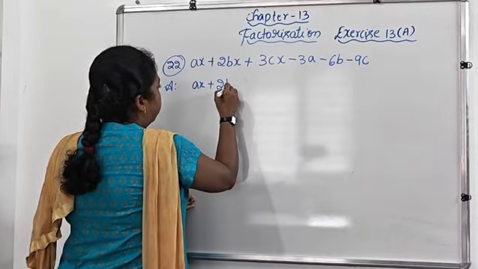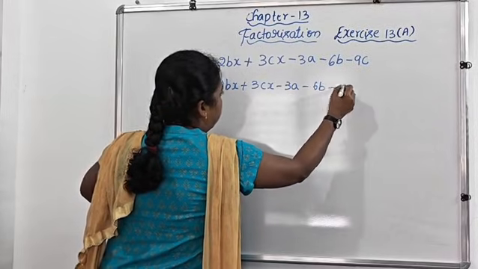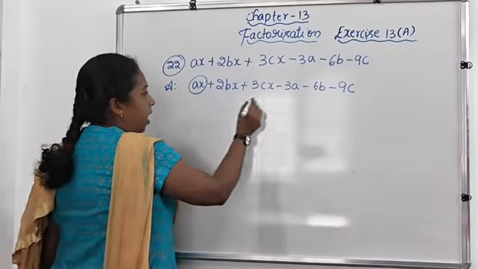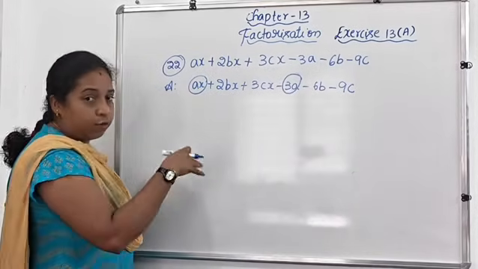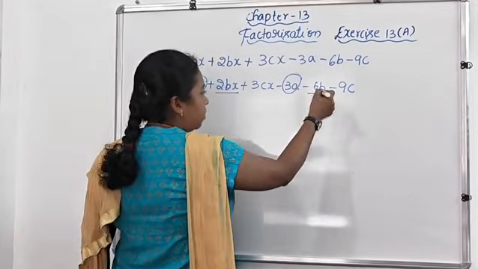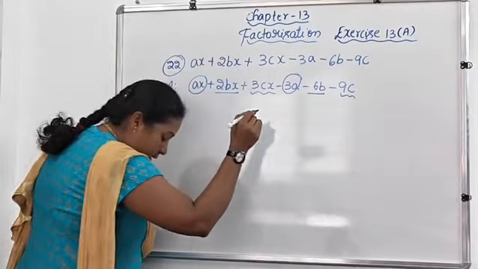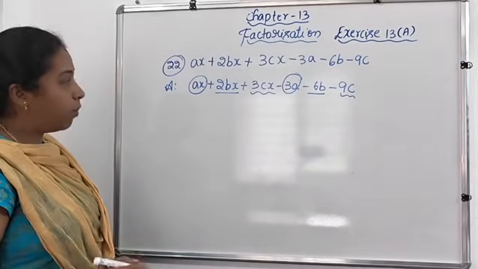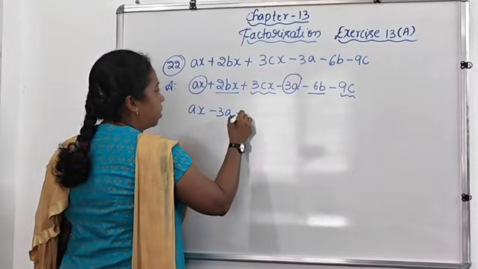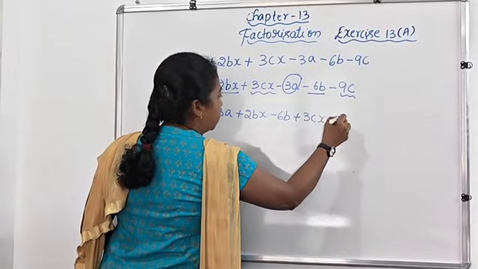ax plus 2bx plus 3cx minus 3a minus 6b minus 9c. Okay. See, ax and 3a, if you alter this, 2bx and 6b, 3cx and 9c. So we'll alter this question. See here: ax minus 3a plus 2bx minus 6b plus 3cx minus 9c.